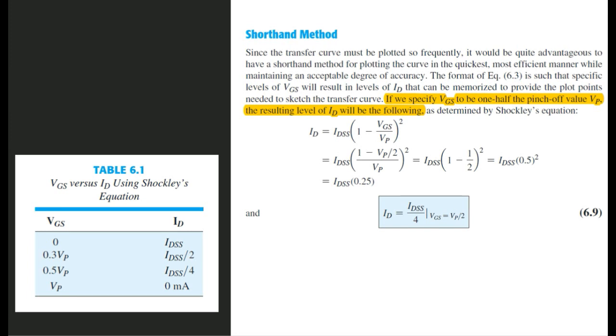Here is table 6.1, where VGS versus ID is given using Shockley's equation. If VGS is equal to 0, then ID is equal to IDSS. If VGS is equal to 0.3 VP, then you will get IDSS by 2. And if you have VGS equal to VP, then you will get 0 milliampere current. So this table is just like all the observations which you have made in the previous calculation.